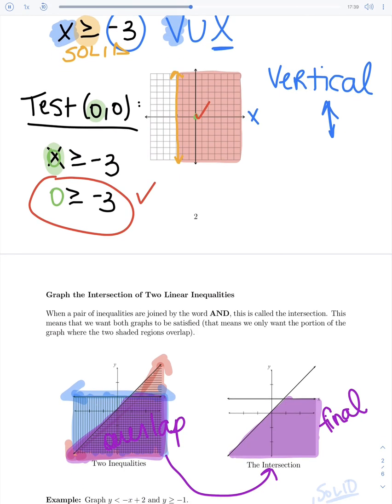So the idea is when we have two graphs like this, I'm going to do a graph off to the side before I do my final answer graph, so that I can see what's going to overlap first, and then only on my final graph do the overlap. So let's take a look.